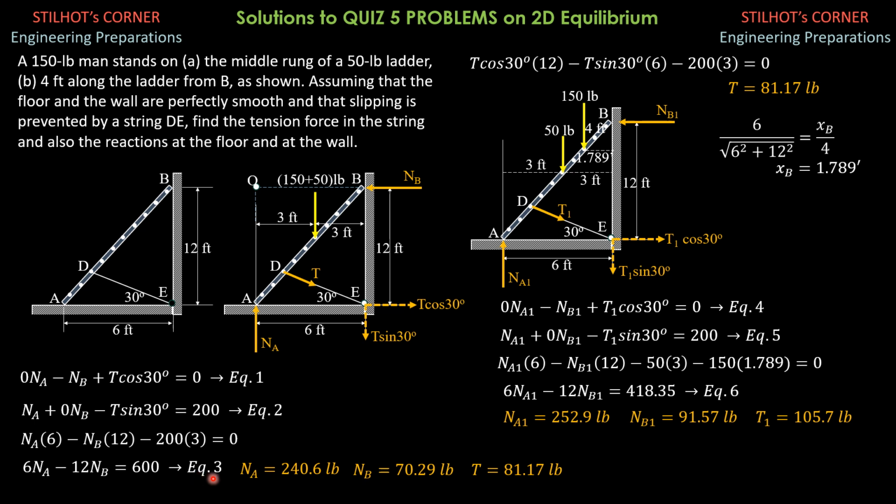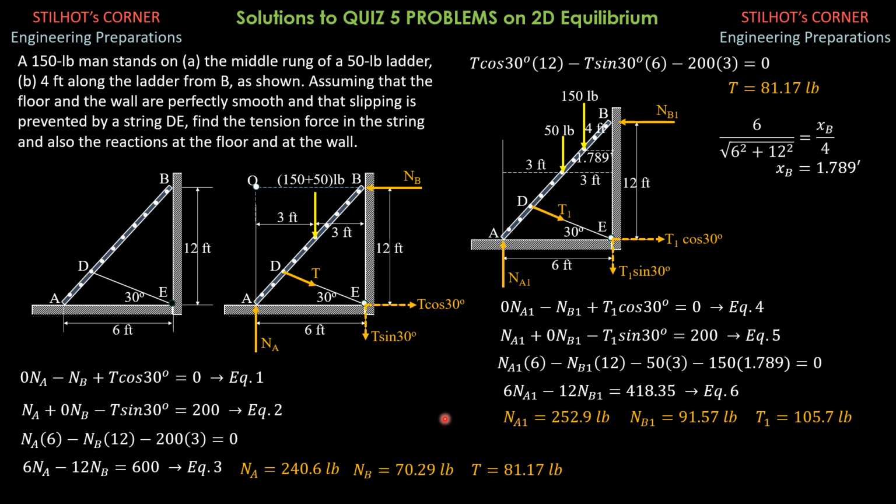Then lastly, the third is we sum up moments about E so that tension will not be involved and the equation will be simple. So summation moments about E equals 0, clockwise positive, NA times 6, then minus NB times 12, minus 200 times 3 equals 0. Simplifying, 6NA minus 12NB equals 600, equation 3. Using your calculator, solving equations 1, 2, and 3 simultaneously, these are the results.